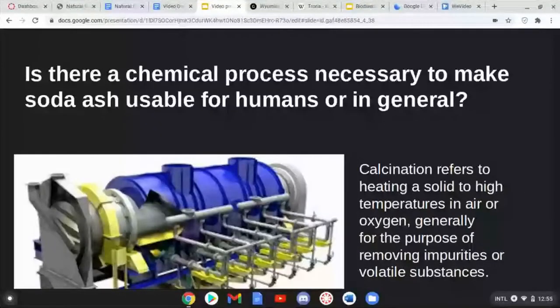Is there a chemical process necessary to make soda ash usable for humans in general? Before it can be considered sodium bicarbonate or soda ash, the crushed trona must be completely free of moisture and impurities. For that to occur, the product must be calcined. Calcination refers to heating a solid to high temperatures in air or oxygen, generally for the purpose of removing impurities or volatile substances.